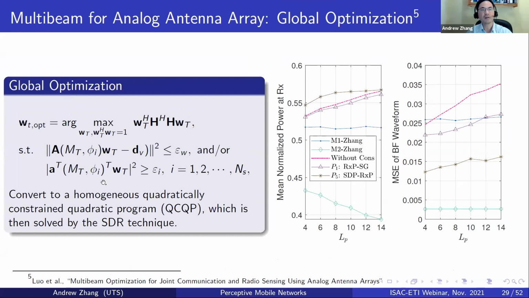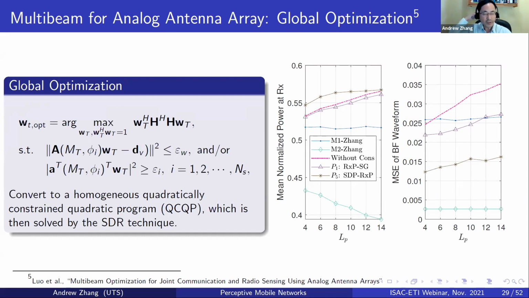Because in the global optimization approach, usually it's quite difficult to get closed form solutions. And solving this optimization problem is also complicated. So this kind of global optimization, we think is generally not very suitable for real-time implementation, but it can be used as a benchmark for comparing how the suboptimal decomposed approach works.